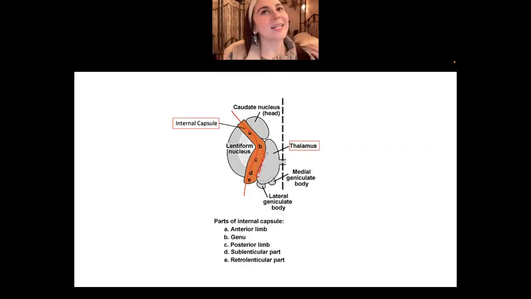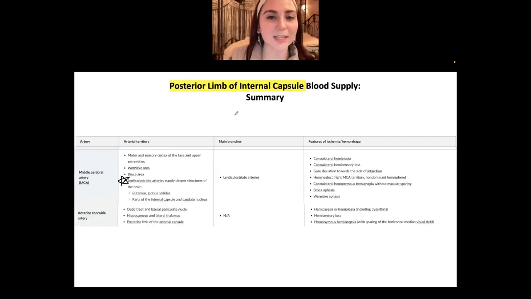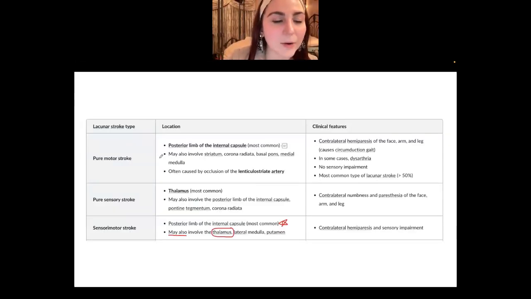I hate to leave it so up in the air, but a lot of the time, when doing questions on this, it's like, okay, how do I know if it's a pure motor stroke with a sensory component because it bled into the thalamus, or if this is just a normal stroke? You'll start to see, and that's why I put on here that normally the posterior limb of the internal capsule is supplied by, again, the MCA primarily, and then the ACHA, or your anterior choroidal. And the lenticulostriate arteries supply these structures, parts of the internal capsule.